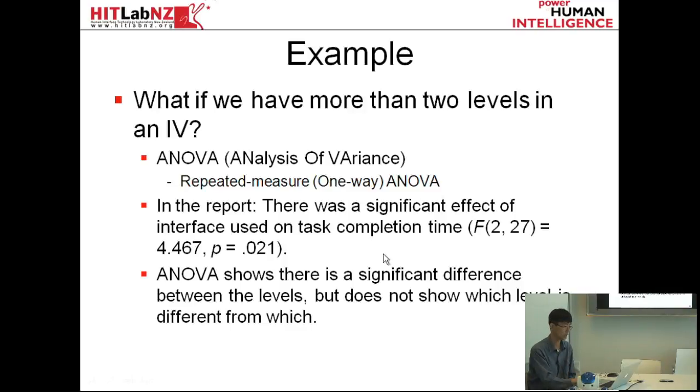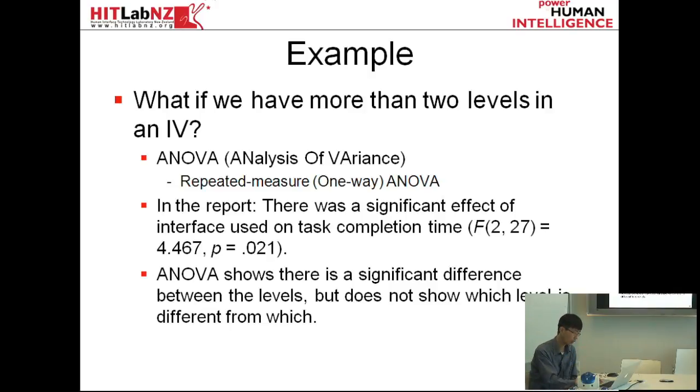If you run the ANOVA test, then it will print out the F statistic and the p-value. And as you can see here, since the p-value is lower than 0.05, you can conclude there was a difference between the three conditions. But the problem with ANOVA is that all it prints out is the p-value, which is basically saying there is a difference between the three conditions. It's not particularly saying interface A is different from B or A is different from C. So it's not saying the difference in pairs, but it's basically saying there is a difference between the three.